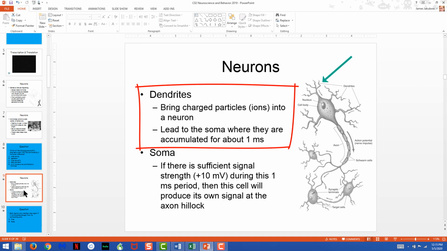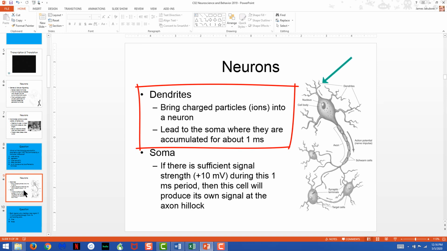And the job of the dendrites is to bring charged particles into the neuron. And they're bringing charged particles into the neuron because in the sequence of cells connected from cell to cell to cell to cell, some other cell, not drawn in this image, has stimulated the tip of the dendrite. And the job of the dendrite is to let charged particles into it, and those charged particles will run up the dendrite and into the soma.